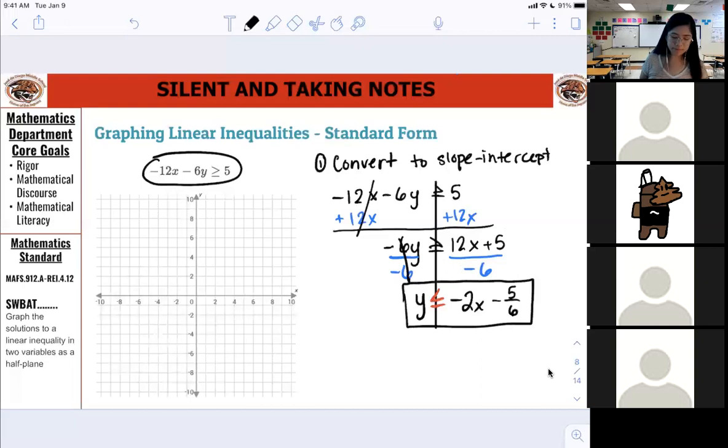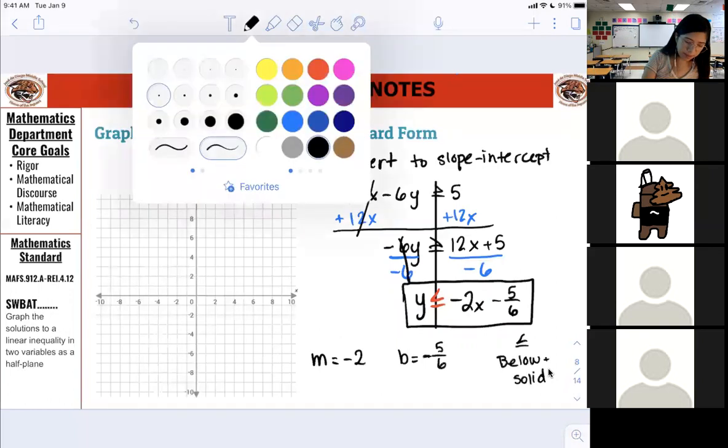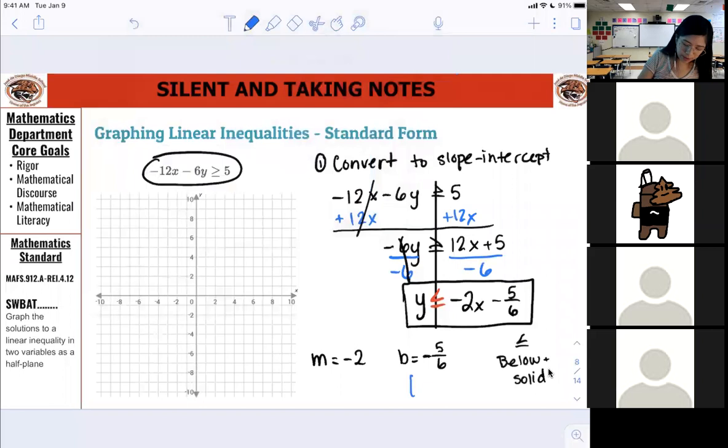We're better than that. Okay, what's my slope? Negative 2. What's my y-intercept? Negative 5/6. And my symbol tells me to shade where? Below and solid. Good. Okay. So even though I have a fraction for my y-intercept, that's okay. We're going to just work with it. So this is (0, negative 5/6).